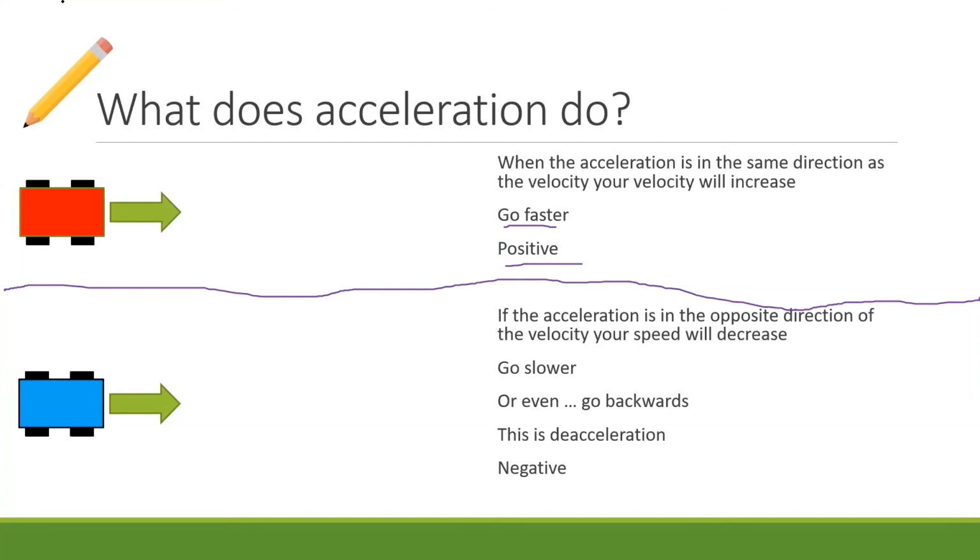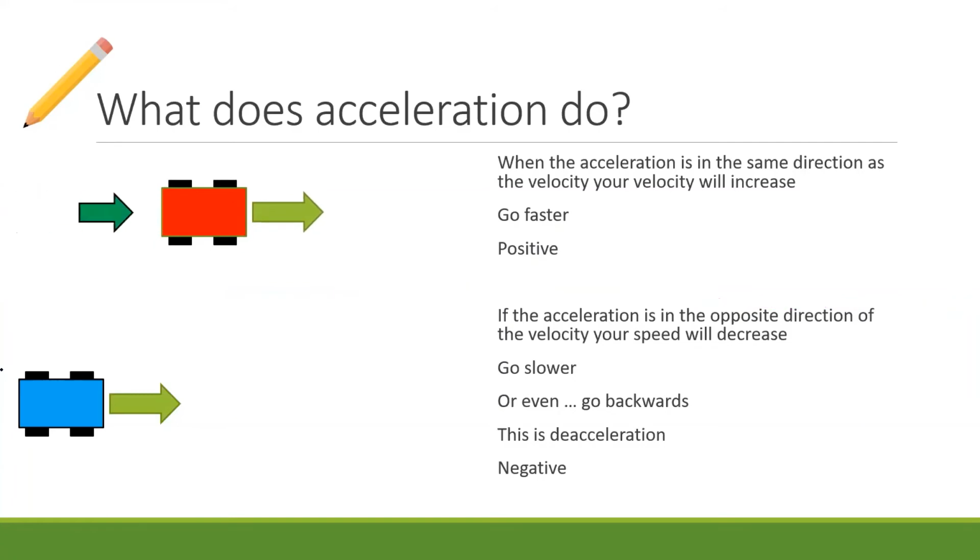So here we've got a car. So you go look at the red car. It's got a forward velocity. It's got a velocity to the right. Now, what's going to happen is with this velocity, as it moves to the right, we're going to add in a positive acceleration. It's in the same direction as the velocity.